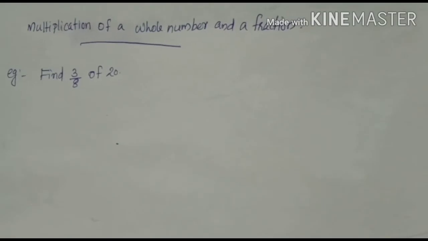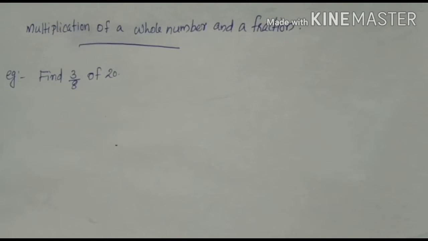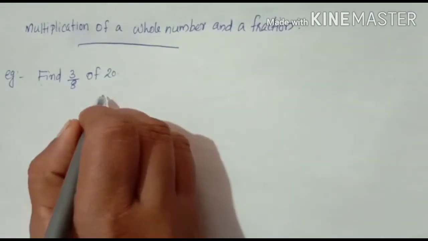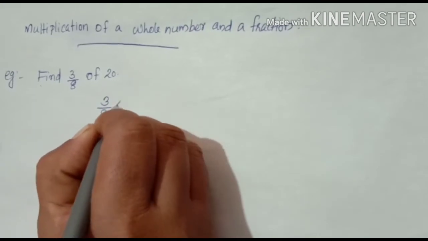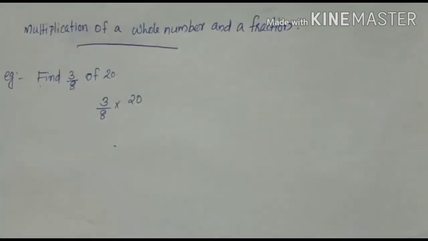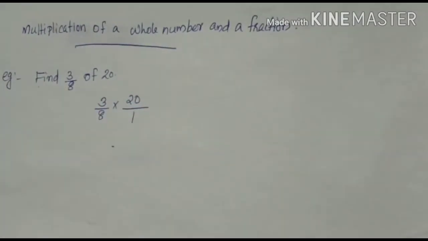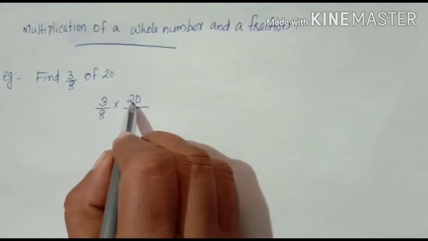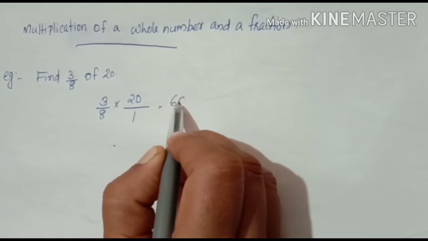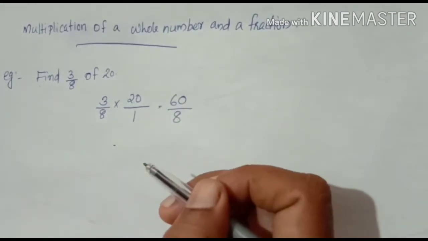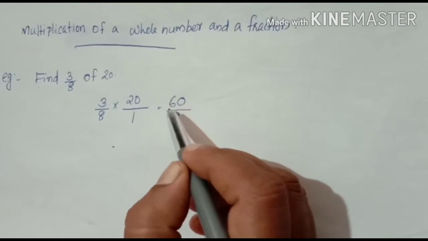Multiplication of a whole number and a fraction. Example, find 3 by 8 of 20. 3 by 8 of 20 means 3 by 8 into 20. We can write 20 by 1. Okay. Then we can multiply. 3 2s are 6. 3 zeros are 0. 60 by 8. Okay. Here both sides.